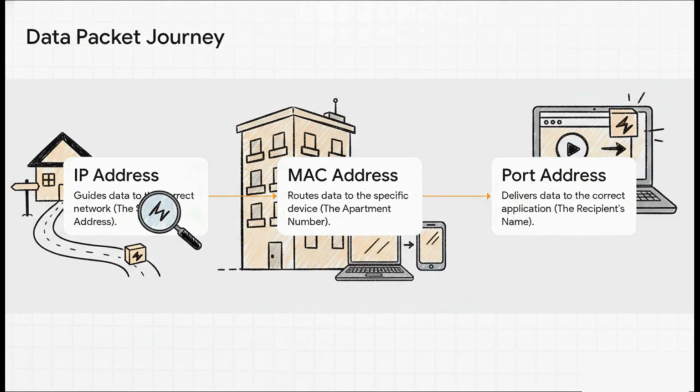The MAC address is the apartment number. It finds your specific laptop among all the other devices in your house. And the port address, that's the recipient's name, delivering the data to the correct application, like your web browser. Street address, apartment number, recipient's name. It's an incredibly elegant system, and it happens billions and billions of times every single second all across the globe.